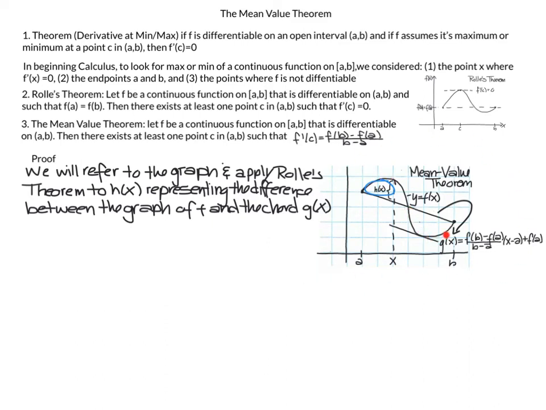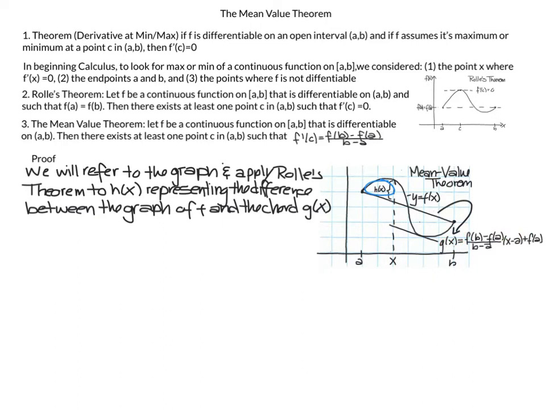Here I have f of x, our function graphed out, it's the curve, and then here I have the line between f of a and f of b graphed out, and I have the equation. So you can see the slope of the line is f of b minus f of a, that is the rise, over the run, b minus a. So I am going to call this g of x.